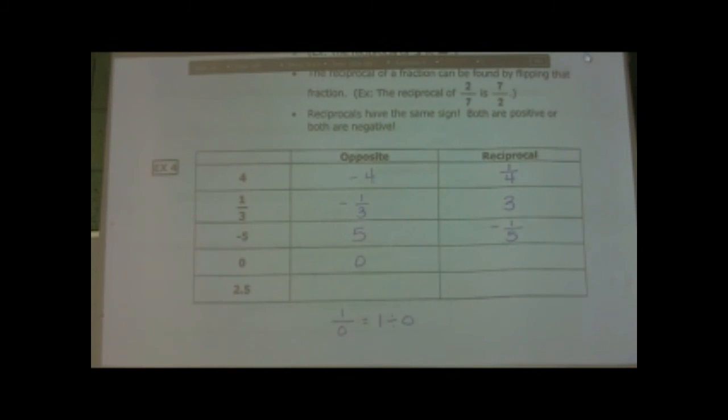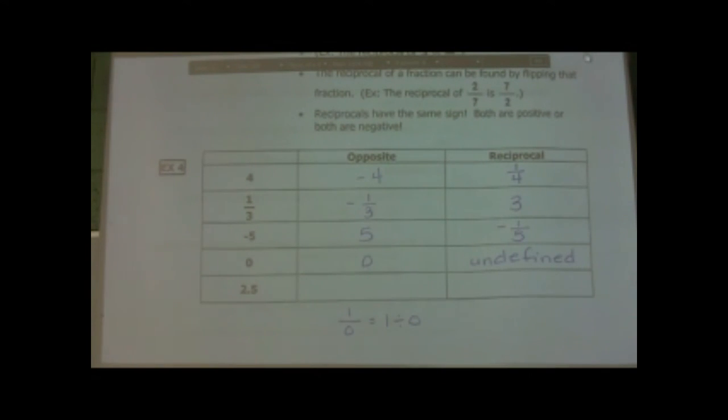If you ever want to have a good laugh, Google dividing by 0 on like YouTube. People have made all kinds of funny videos about what will happen to the universe if you divide by 0. Like it imploding and stuff like that. All right, it's just funny. There's like memes and all kinds of crazy stuff.